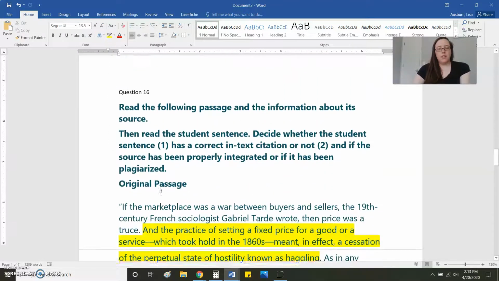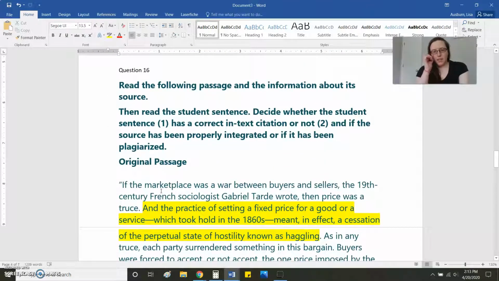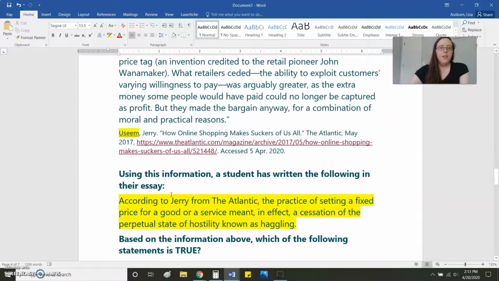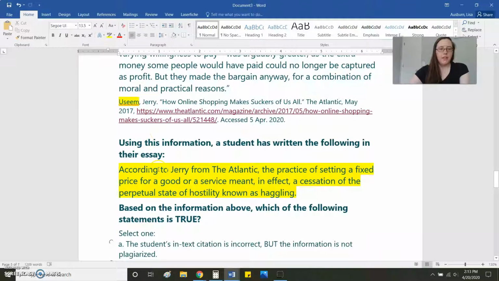All right, let's take a look at question 16 and then 18. So same thing, we're looking at the same selection sentence from the passage. We've got the same citation, and here is the sentence that the student wrote. According to Jerry from The Atlantic, the practice of setting a fixed price for a good or service meant, in effect, a cessation of the perpetual state of hostility known as haggling.